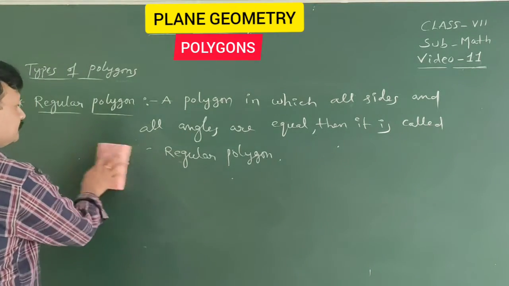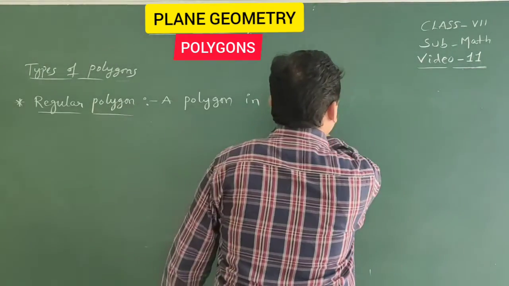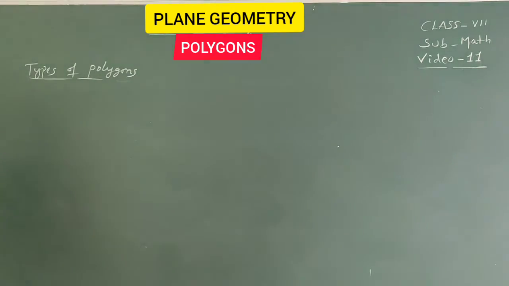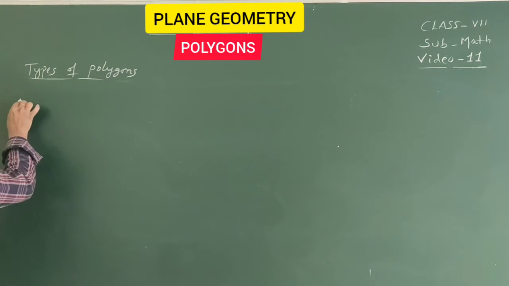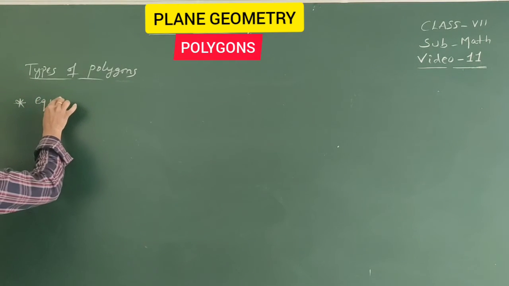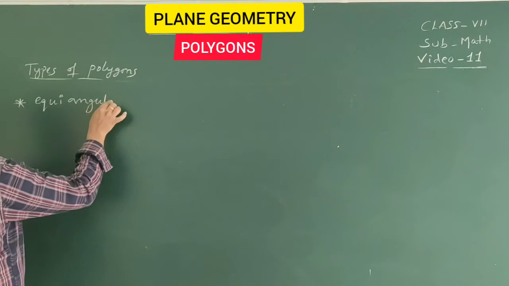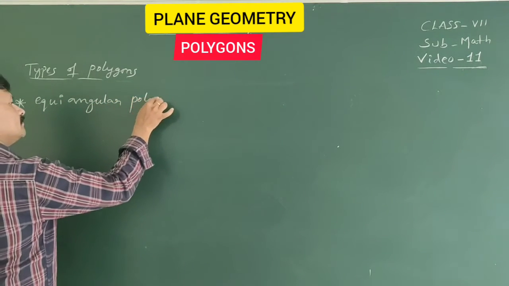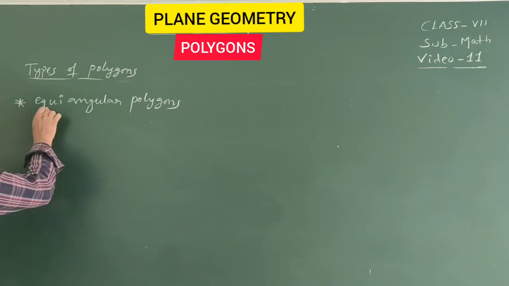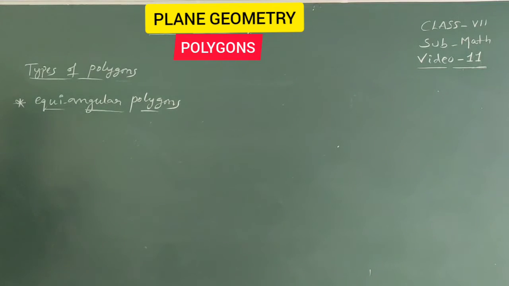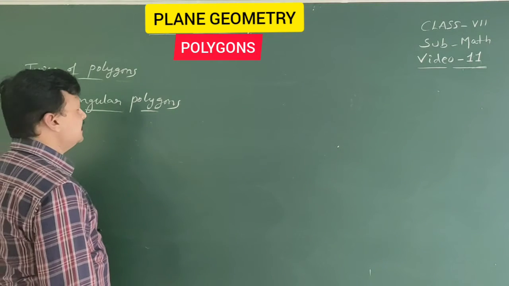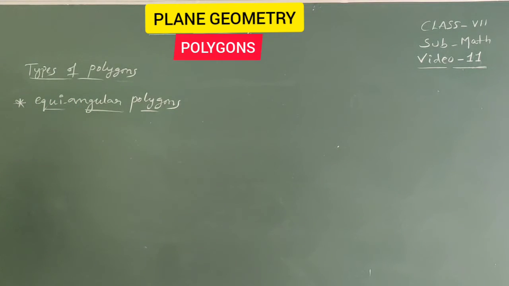In some polygons, only angles are equal. Those types of polygons are called equiangular polygons. Equiangular polygon means, in a polygon, here don't consider the sides. The sides may be equal or not. We don't bother about that one. If the angles are all equal, it is called an equiangular polygon.